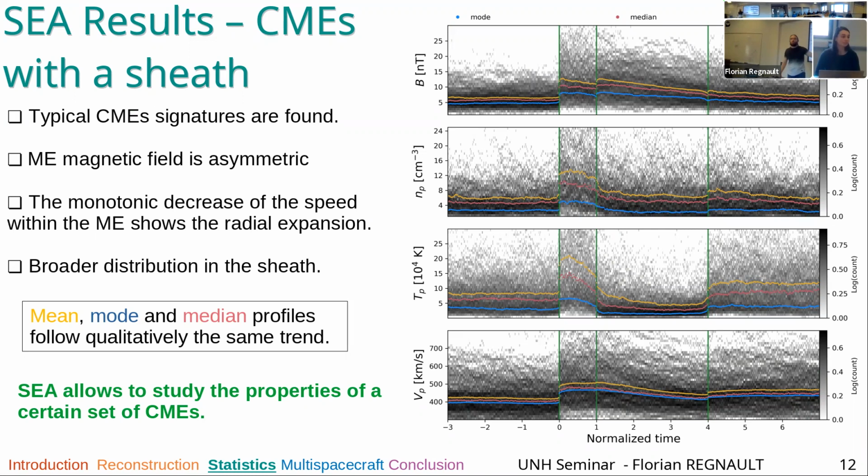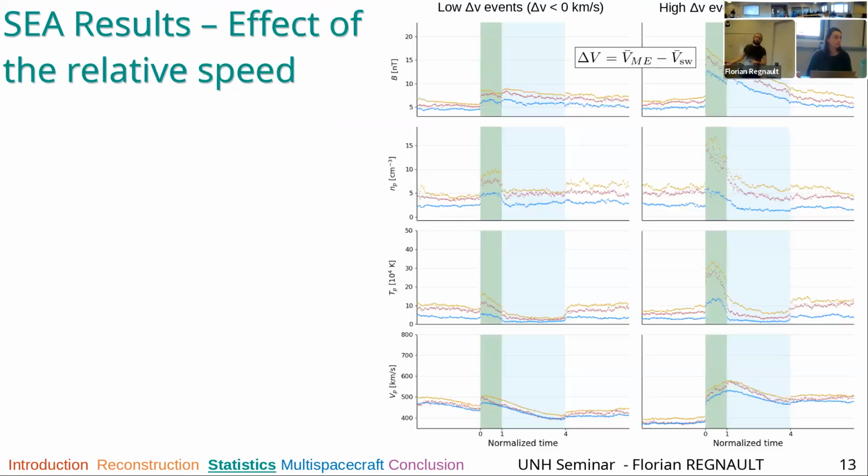But now if you try to create different categories of CME, we can study the effect of different parameters on the CMEs. And one thing that we want to study is the speed of the CME. How much does it change the properties of the CME depending on their speed? So here you have 2 categories of CME. On the left-hand side, we have what we call the relatively slow CMEs. We have this delta parameter, which is the mean speed of the magnetic ejecta minus the mean speed of the slow wind just before. So it's just the relative speed of the magnetic ejecta compared to its local slow wind.